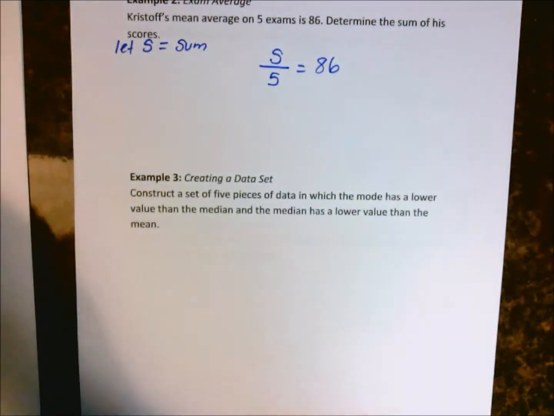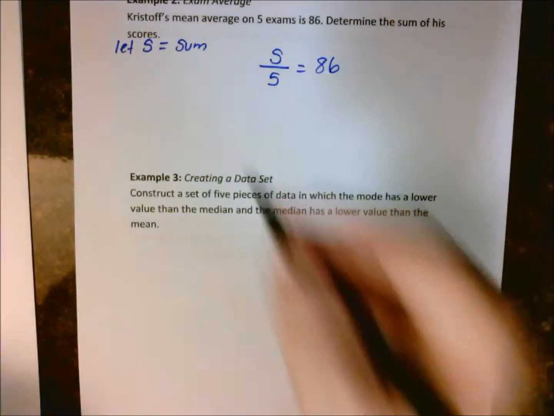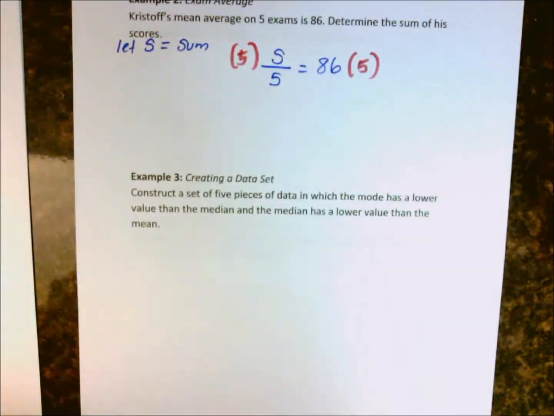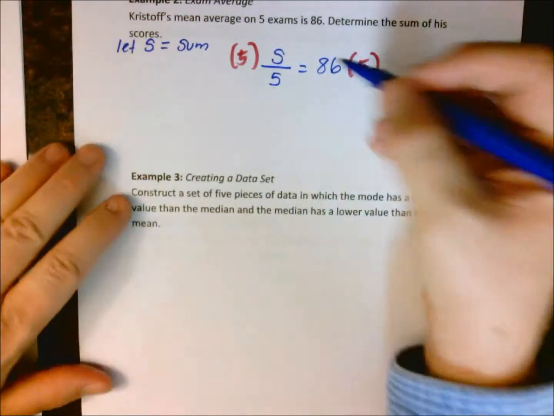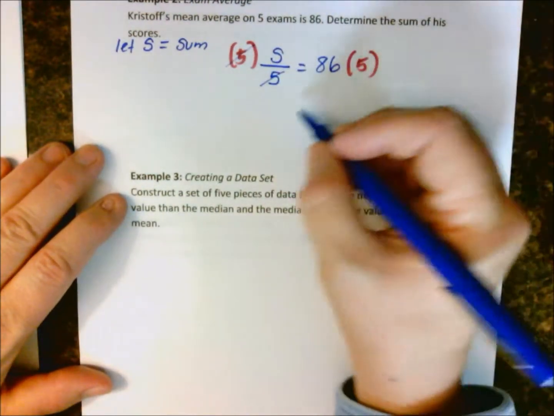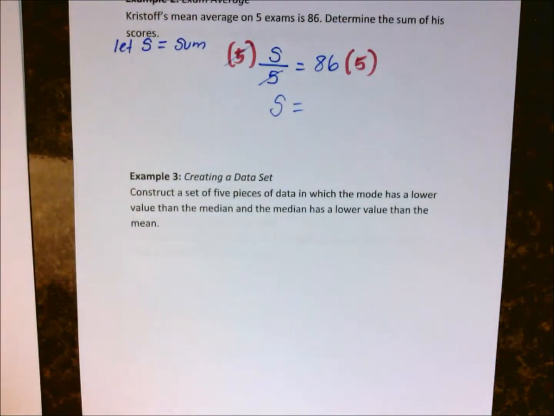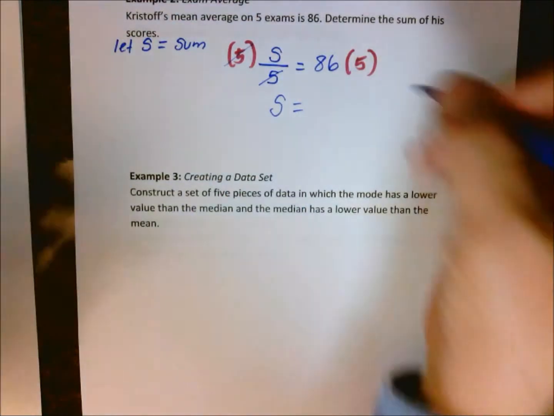So we simply solve this equation by multiplying both sides by this common denominator of 5. Okay, and on the left, notice the 5's will cancel, and we'll have S is equal to, now we grab our calculator and take 86 multiplied by 5, which is 430.